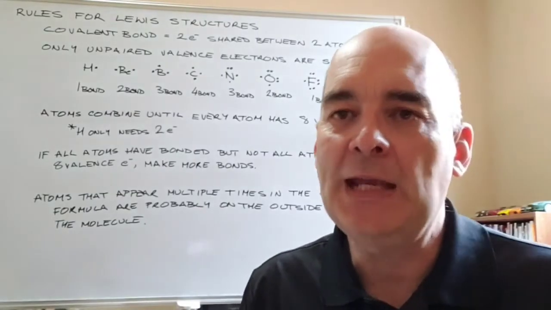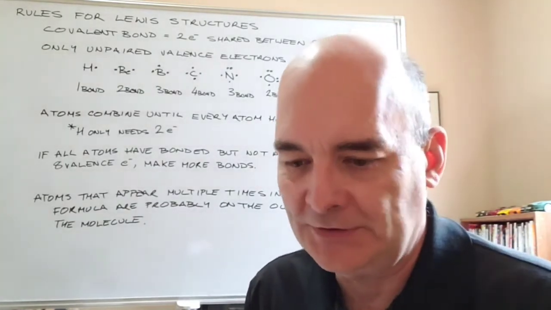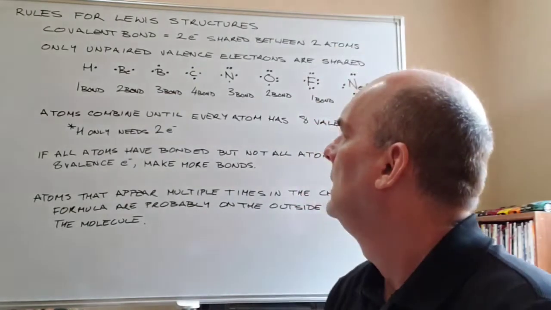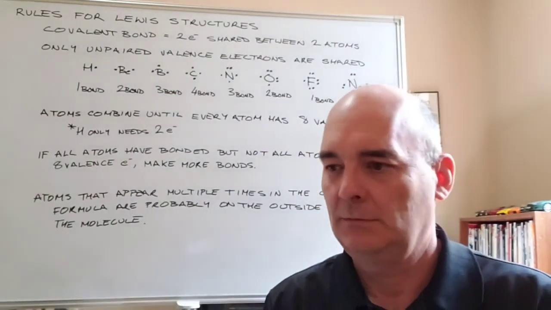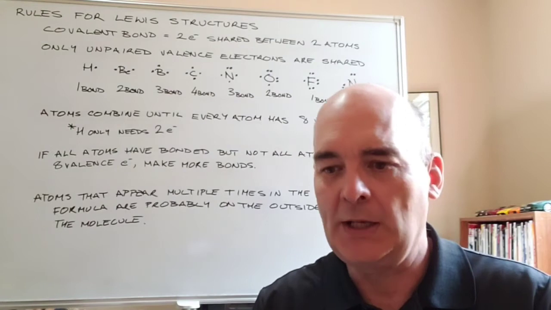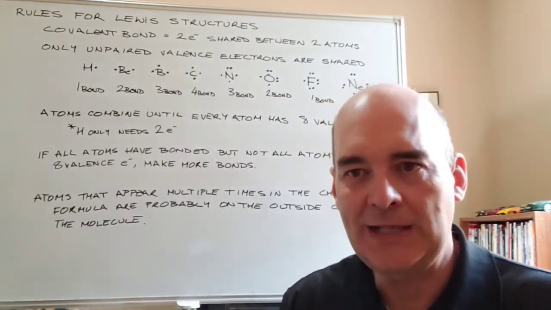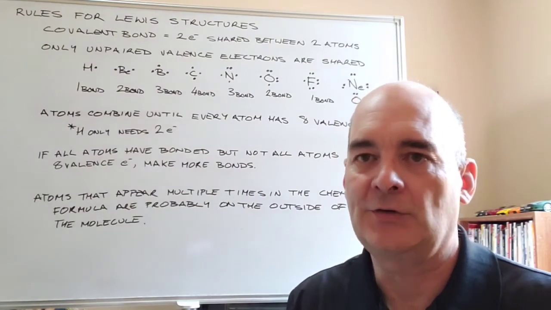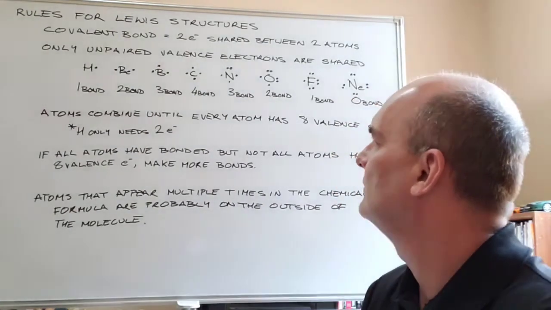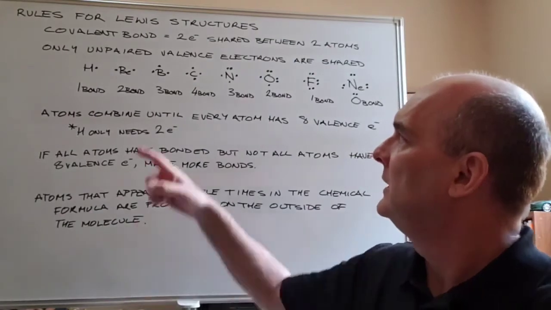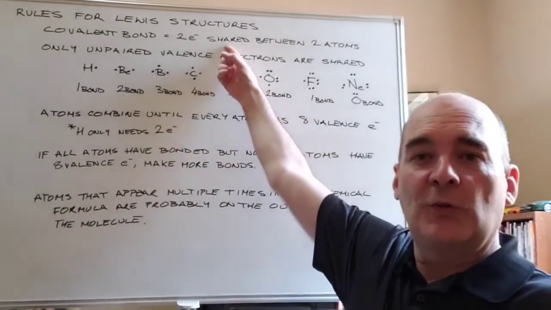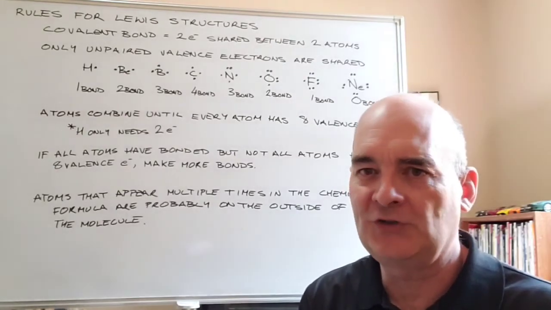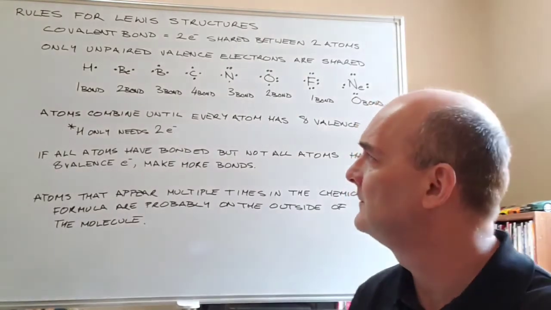So we're going to take those Lewis symbols and construct them into Lewis structures. A Lewis structure is symbolically atoms stuck together into a molecule by sharing electrons. So here are some rules. A covalent bond is 2 electrons shared between 2 atoms. Remember that definition, it's very important. A covalent bond is 2 electrons shared between 2 atoms.